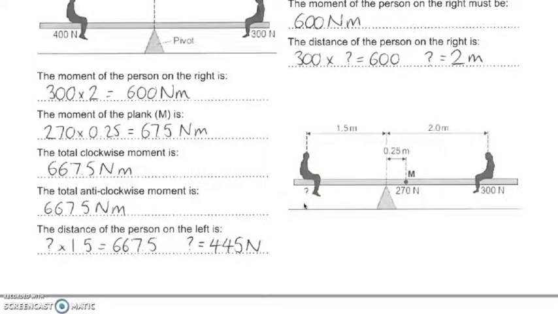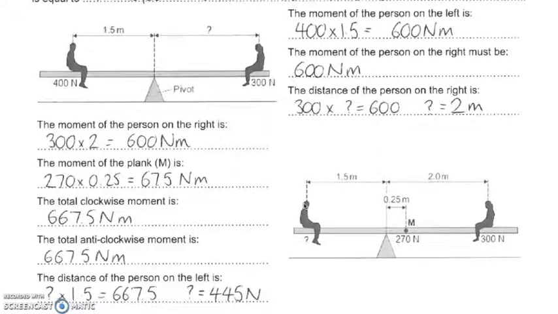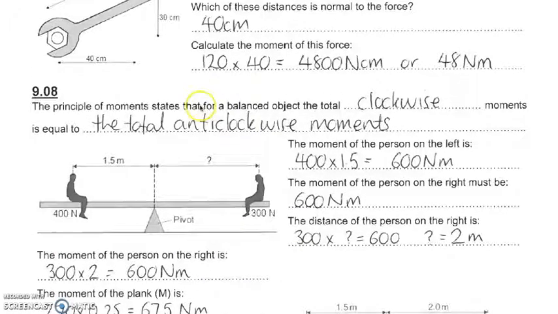So for your exam, these are the sort of questions they could ask you. They could ask you the distance a person is from the pivot, or the weight. So you've got to be able to use this principle, which states that the total clockwise moments has to equal the total anti-clockwise moments if the object is balanced, okay?